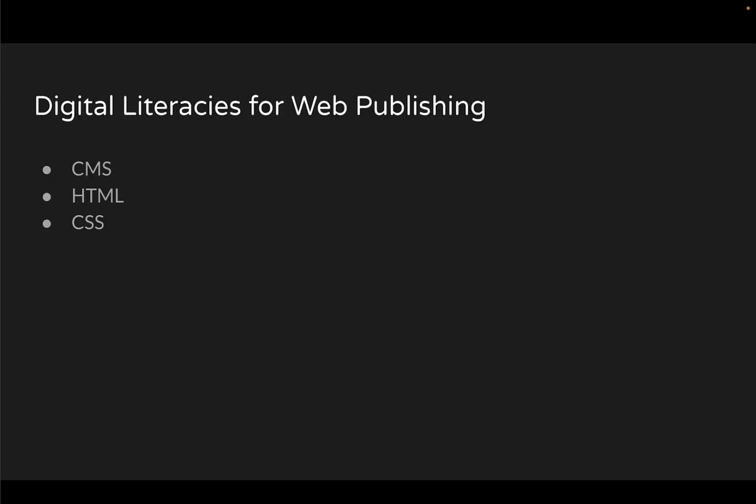Finally, what are the specific digital literacies that you'll be focused on for web publishing? So the first is content management systems in the form of WordPress. The second is HTML and CSS. You've gone through the HTML and CSS tutorials, and there will be some light HTML and CSS that you can add and work through on your WordPress sites. Okay, so that's all of the theoretical information. I want to do a quick walkthrough to get you started in building things in WordPress.